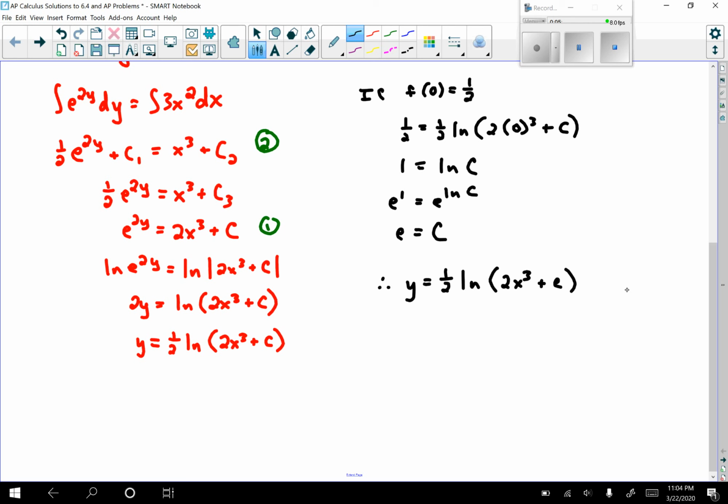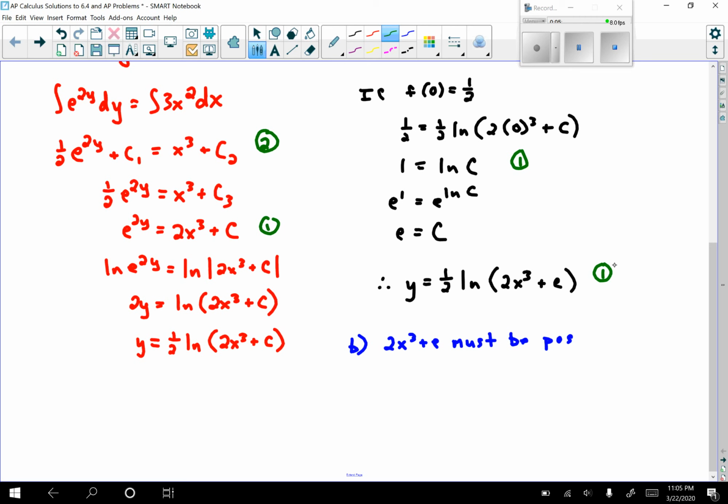Again, whether or not you keep the absolute values around here, it's not going to matter. Because of part B, we want to state the domain and range. And because we're stating this, we're making sure that this expression, 2x cubed plus e, is going to be positive. So if you state that here, you get 1 point for indicating that you understand this. All right, so going back to this other part here, you get 1 point for determining what C is and then 1 point for the answer. So right now we're up to 6 points.